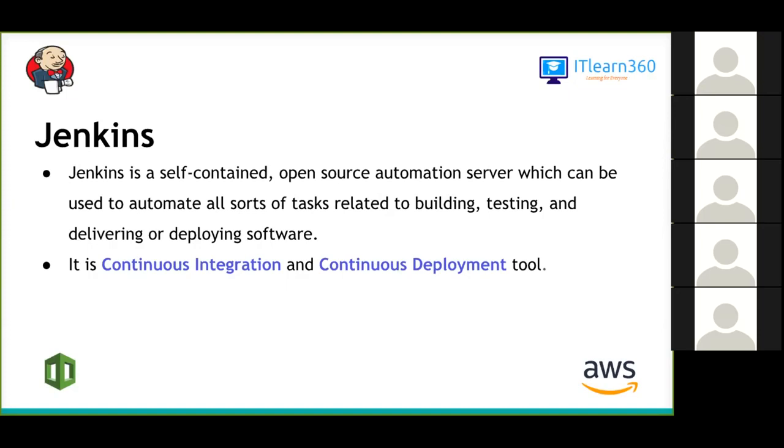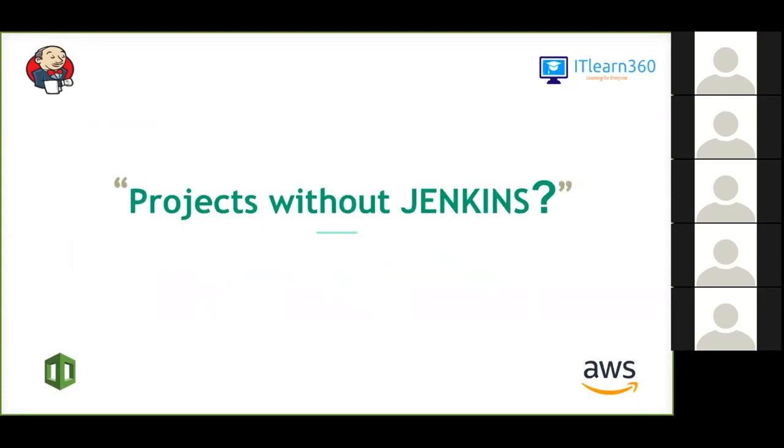Jenkins is a self-contained open source automation server which can be used to automate all sorts of tasks related to building, testing, delivering, or deploying software. Jenkins provides you so many facilities, like you can distribute your load on different machines. By using Jenkins itself, you can create a master node, you can create different slave nodes, and you can run your job on slave nodes. Let's discuss different components of Jenkins.